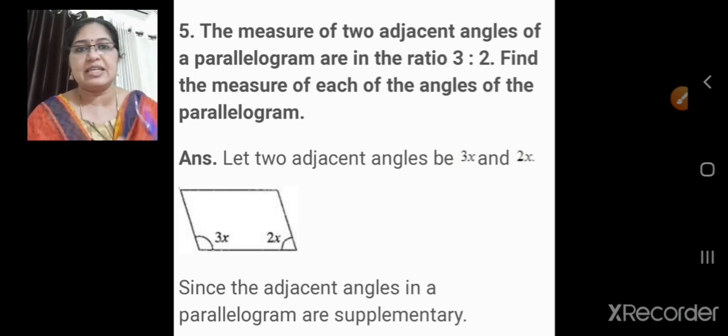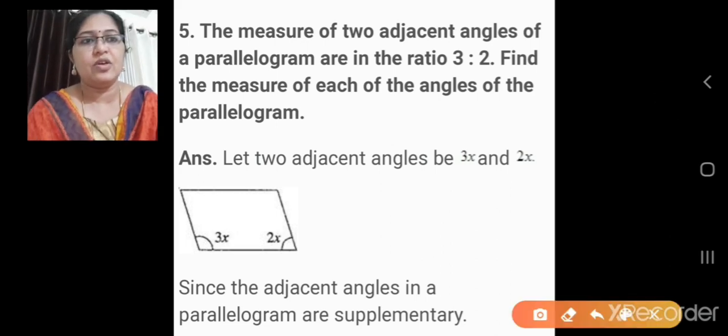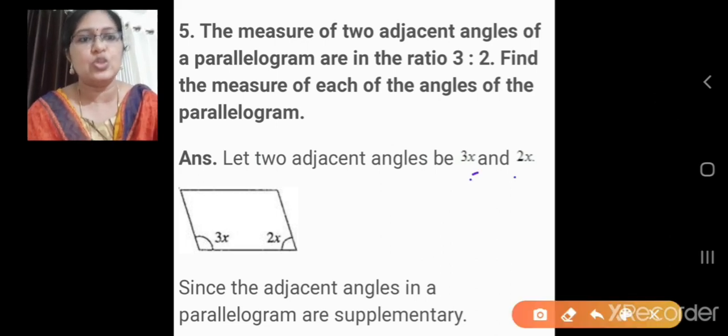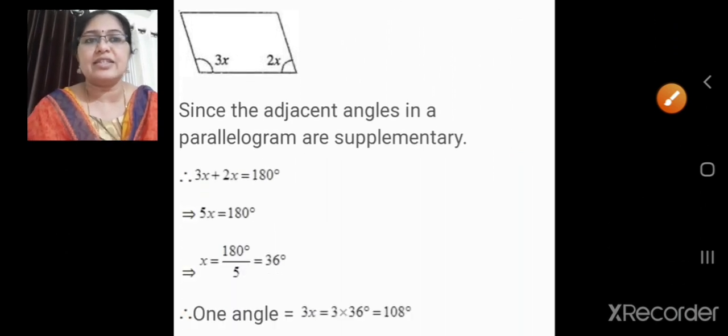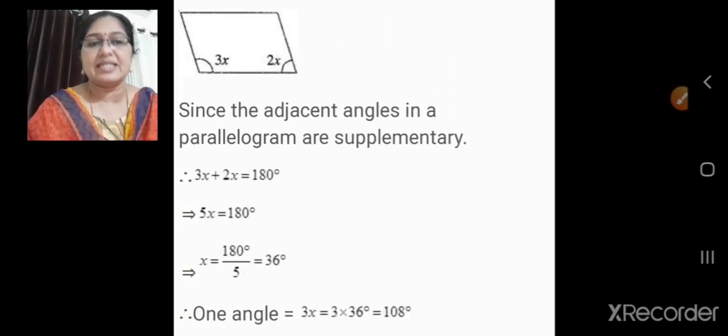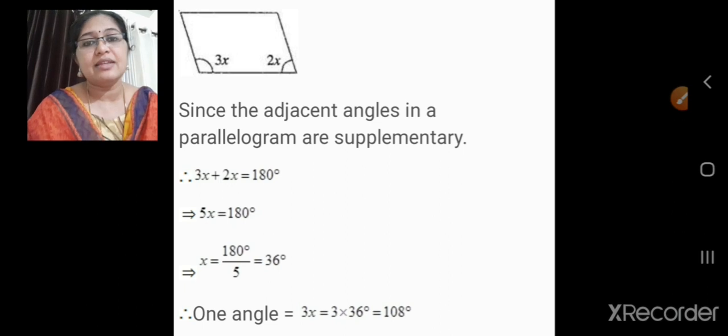Now let us see the solution. Let the two adjacent angles be 3x and 2x. Since the adjacent angles of a parallelogram are supplementary, 3x plus 2x equal to 180, that is 5x equal to 180. Then x is equal to 180 by 5, that is equal to 36 degrees. The x value we got is 36 degrees.